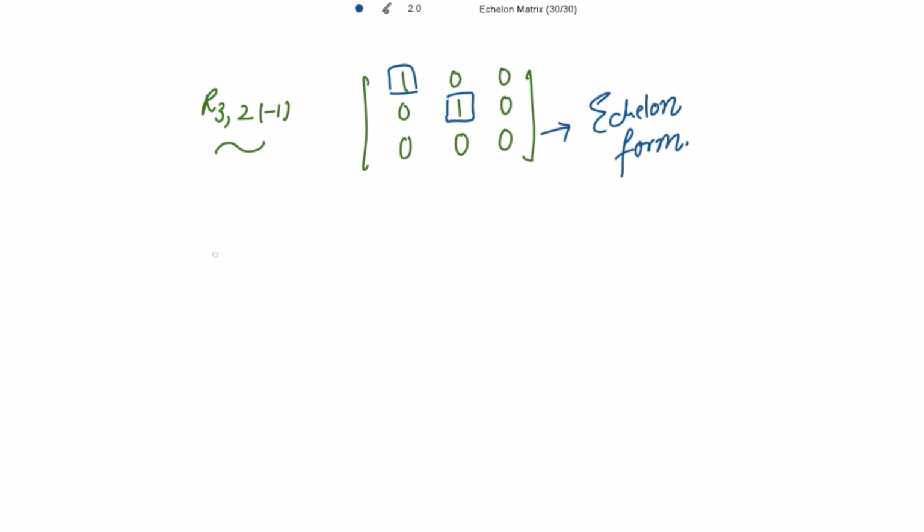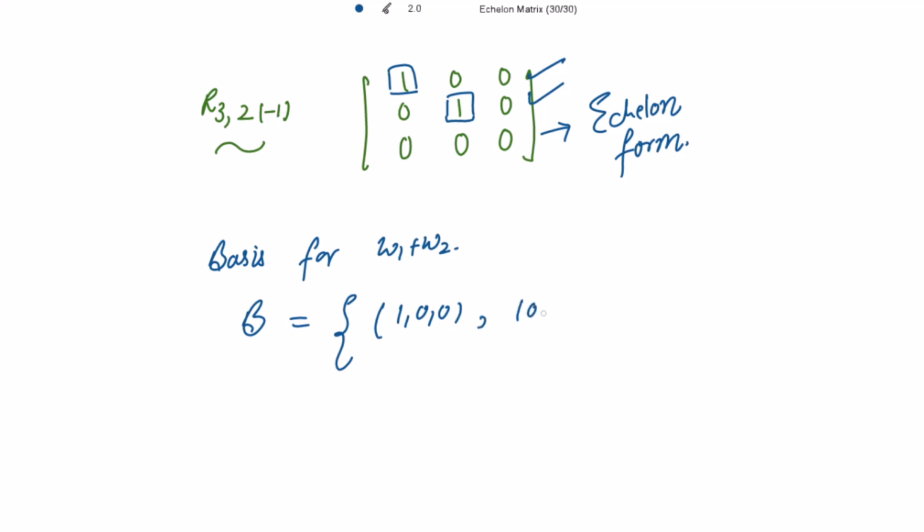Now writing the basis for the sum of the subspaces. I have two non-zero rows here, so the basis becomes (1, 0, 0) and (0, 1, 0). That's it. And the dimension of the sum of the subspaces is the number of elements present in the basis, which is 2. So the dimension of the sum of the subspaces is 2. Alright, thank you.